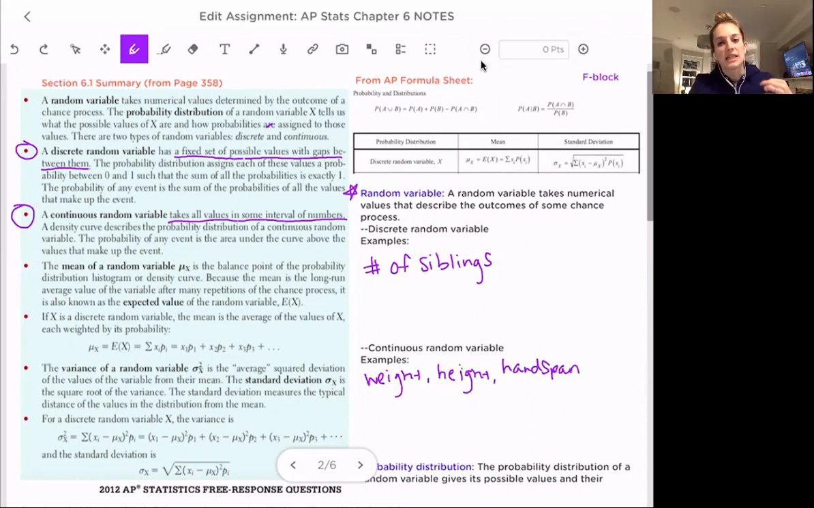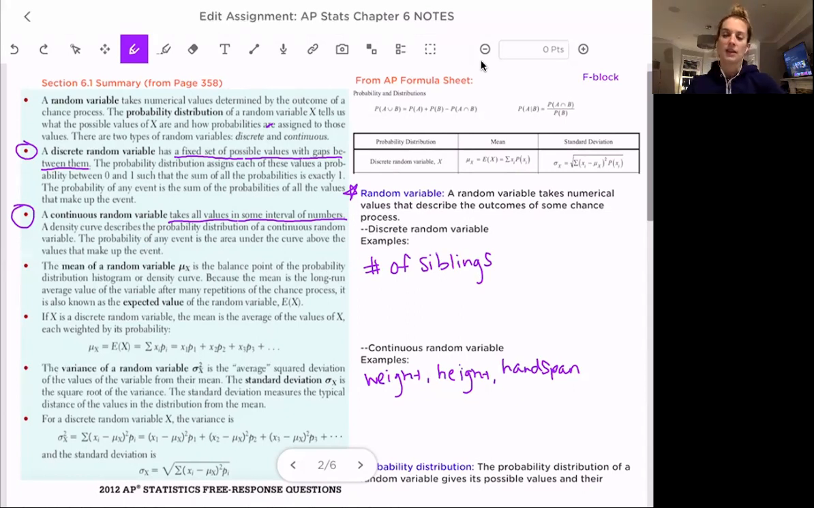And these are examples of continuous random variables because we could theoretically have a super precise scale or a super precise yardstick or a ruler that can actually allow us to measure your weight, your height, your hand span out to many, many, many decimal places, right? We can keep getting more and more precise as long as we have an instrument that allows us to get that precise and to get that accurate. And that's why it's continuous.